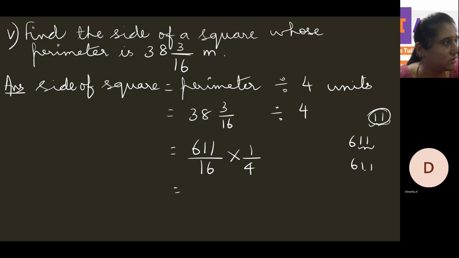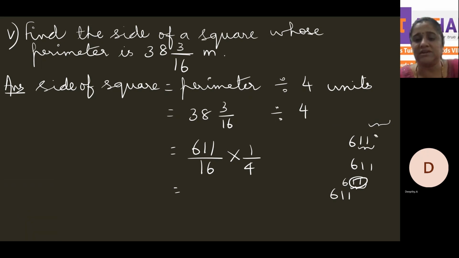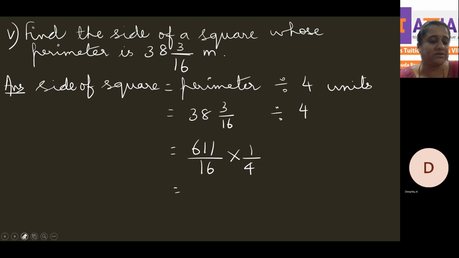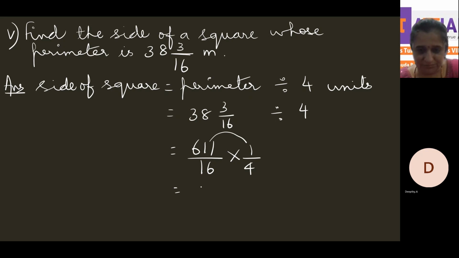You remember the test of divisibility for 4? Okay. So in 611, the last two digits are 11. 11 is not divisible by 4. Therefore, 611 is not divisible by 4. So you cannot simplify. You cannot cancel 611 and 4. So you just have to multiply the numerators, multiply the denominators.